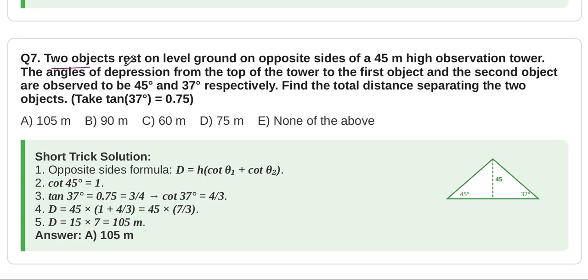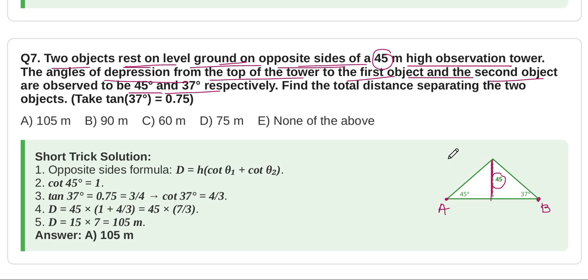Two objects rest on the level ground on opposite sides of a 45-meter-high observer tower. So let's say this is the height of the tower, which is given to be 45. Now two objects are resting on the ground but on opposite sides. One is at point A, the other at point B. The angles of depression from the top of the tower to the first and second objects are given as 45 and 37.